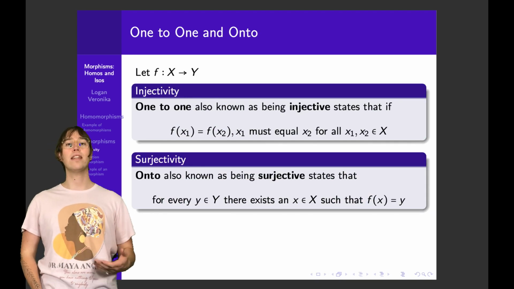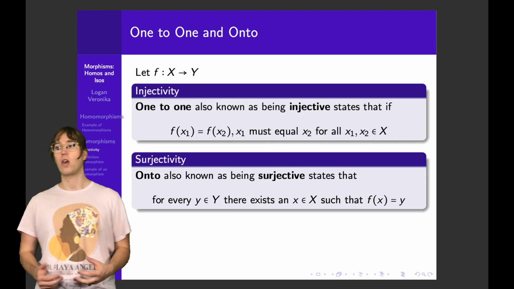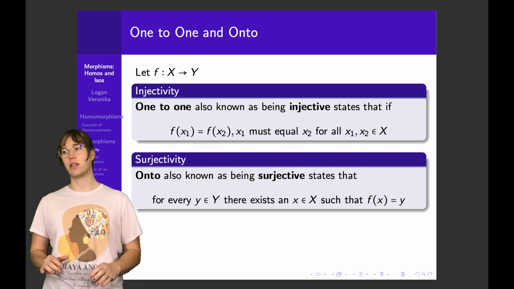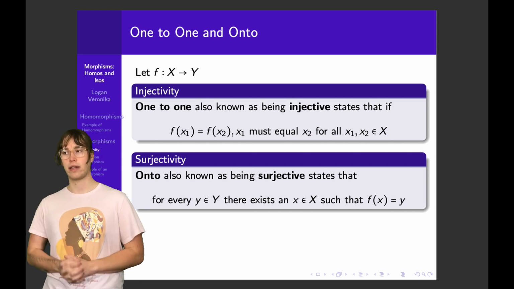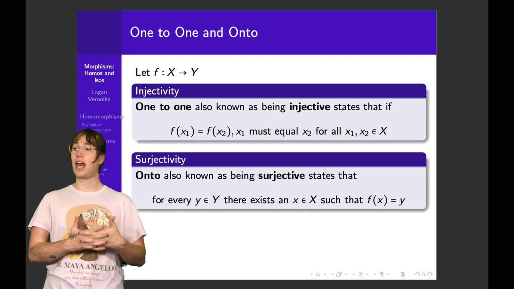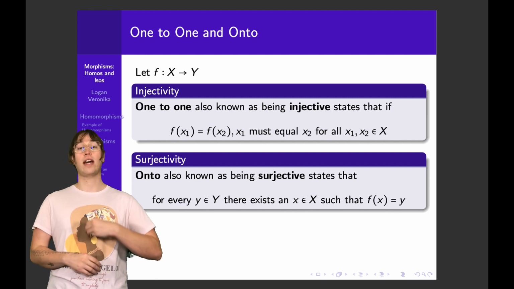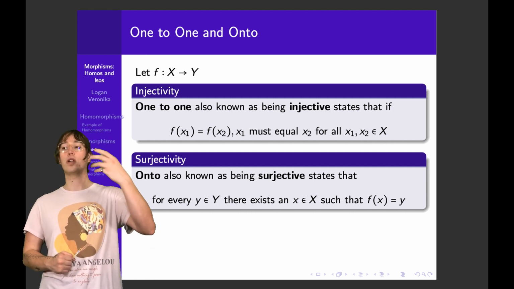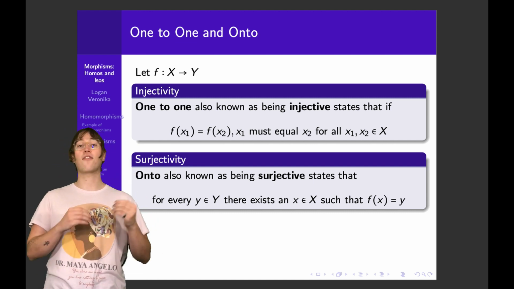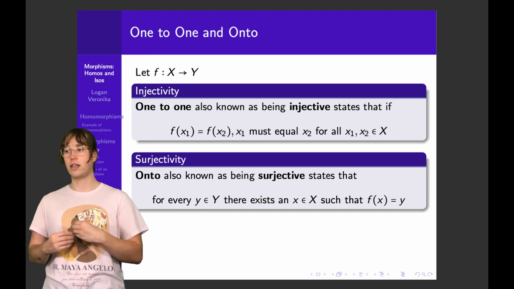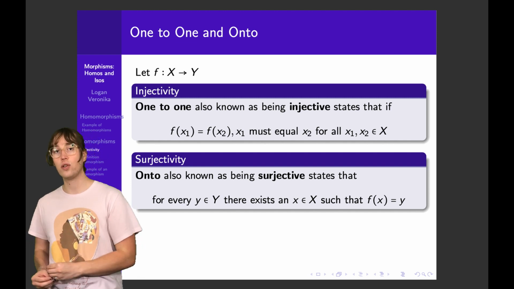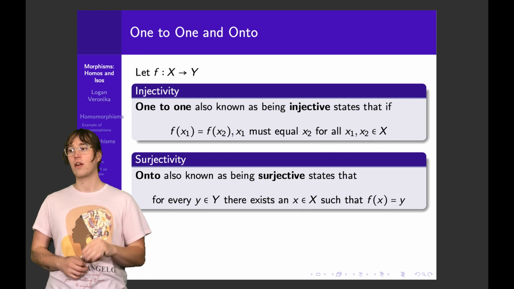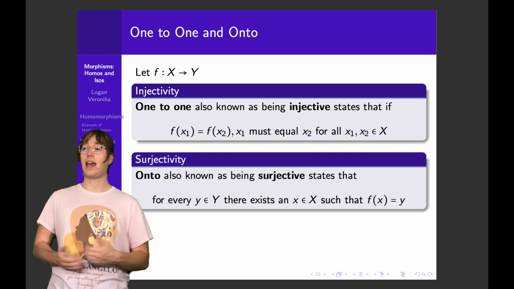Now getting into an isomorphism, we first need to talk about injectivity. Let's first start off by just saying f is a map from X to Y. A function f will be 1 to 1. That is also the same as injective, so injectivity is the same as 1 to 1. And that states that if f of x1 is equal to f of x2, then x1 must equal x2 for all x1 and x2 in X.